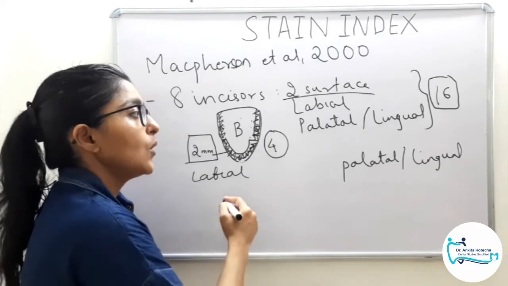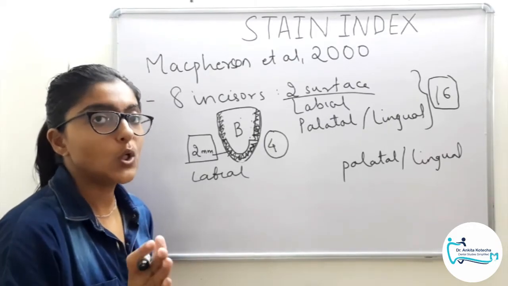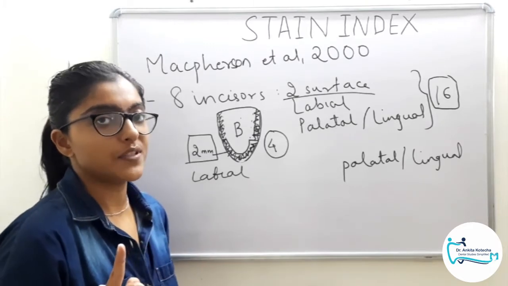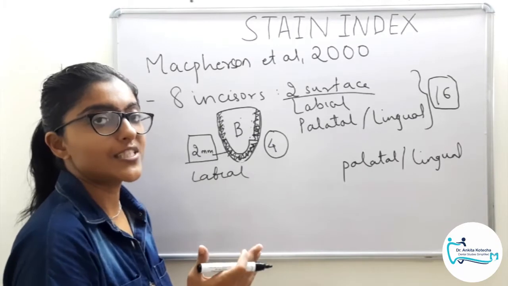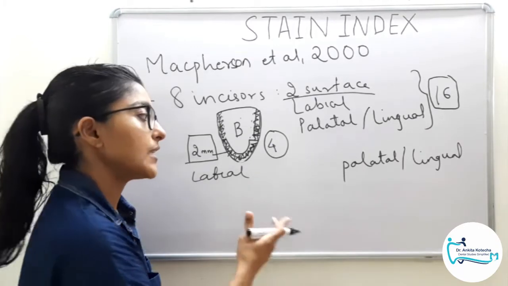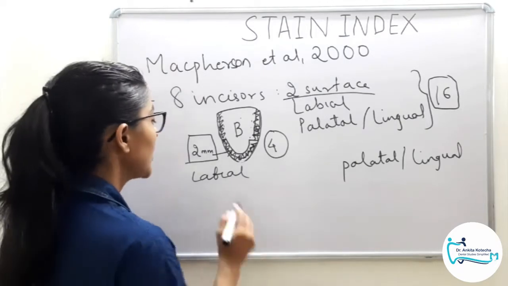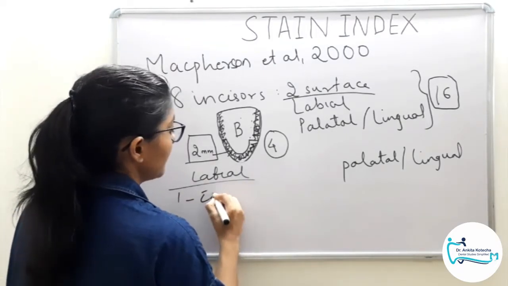Clear? And the scoring criteria for the area or the extent is different because there we had only one surface to be considered and here we have two surfaces and they are morphologically different. Their appearances, their anatomy is different and that is why different scoring criteria. So for labial we have stains within pits and fissures.